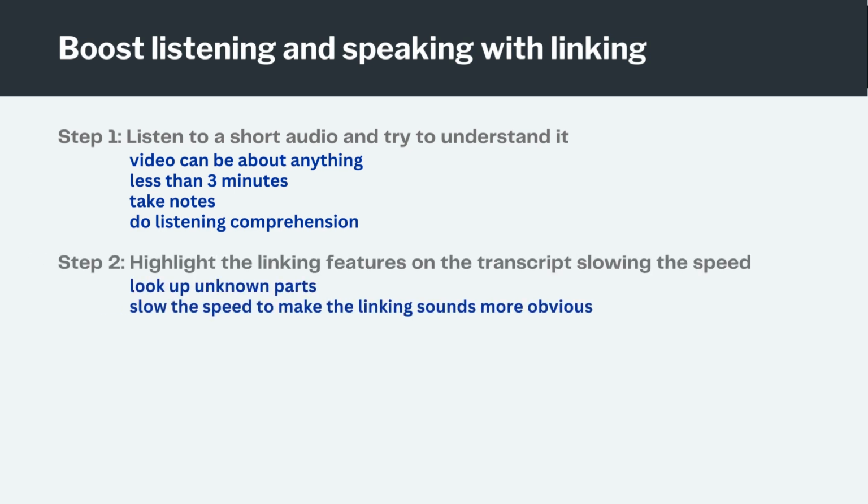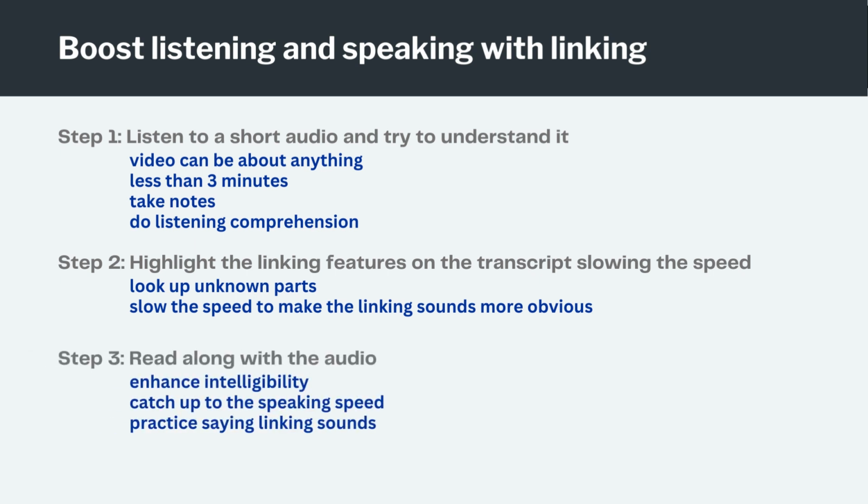2. Highlight the linking features on the transcript, slowing the speed if possible. The transcript will allow you to look up unknown parts you didn't catch the first time. The main focus here, of course, is to highlight the linking features. And why slow the speed? To make the linking sound more obvious. I'll do an example in this video. I'll highlight the transcript with linking parts, see if it helps you become more aware of the linking sounds.